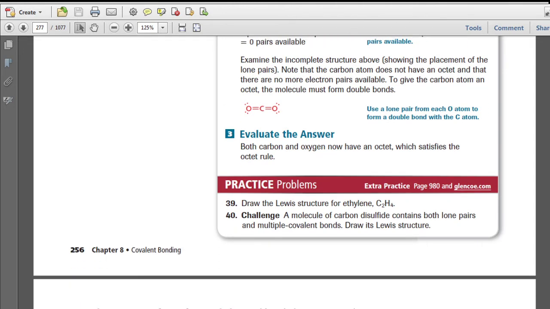So let's draw the Lewis structure for ethylene, C2H4. So you want to pause the video and give this one a try.